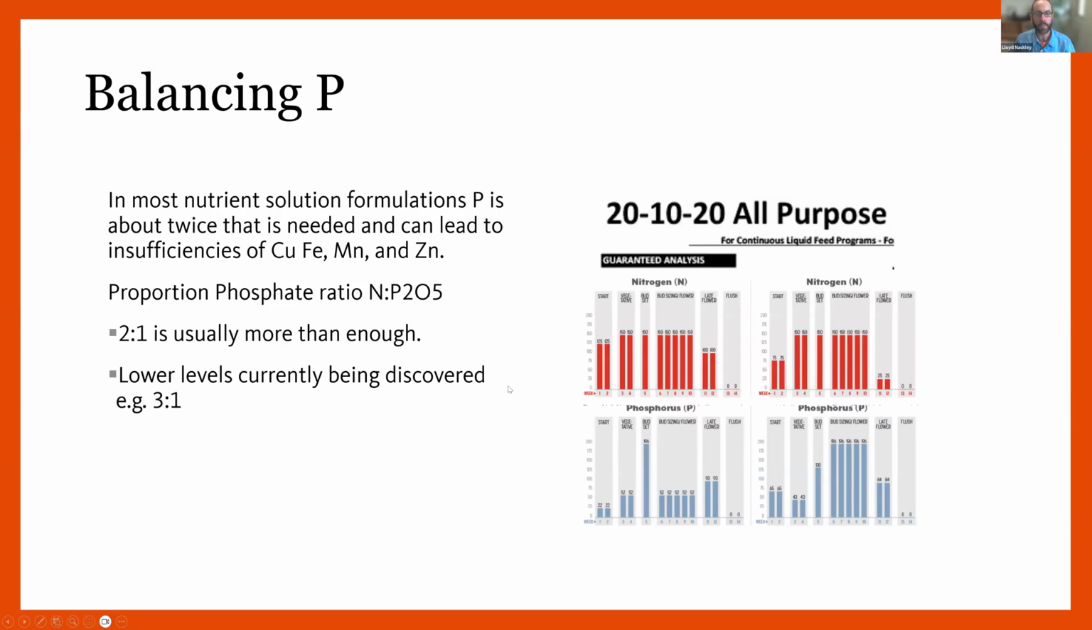I just use those charts to show how scientists are currently looking at plant development over time and how much phosphorus needs to be applied. So lower phosphorus than is recommended is the current recommendation.